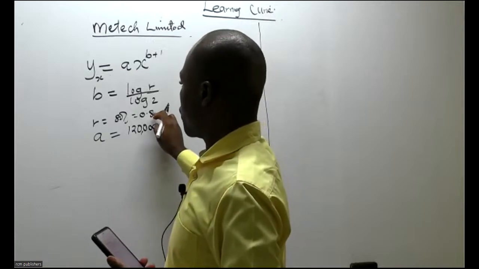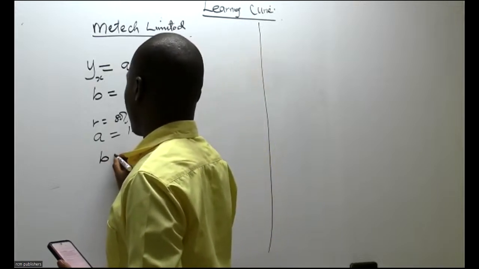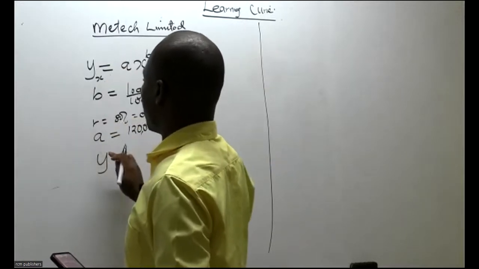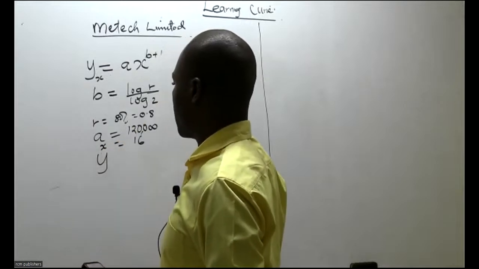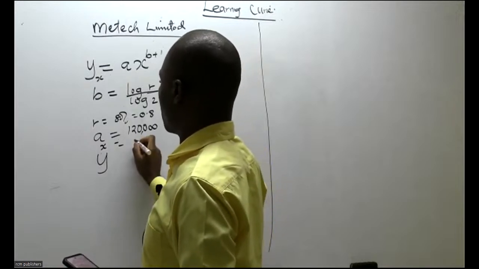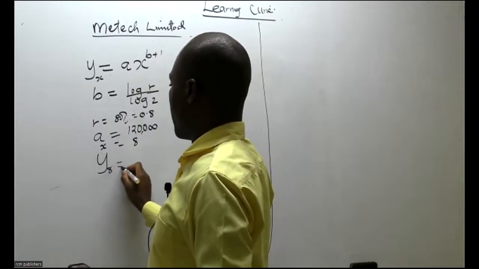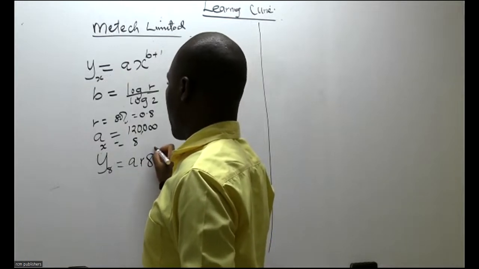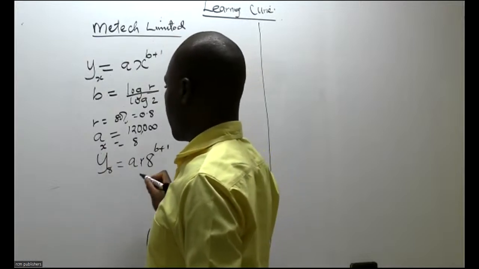Do we know how we are going to use this 0.8? We need to get the value of b. For the total life, our x is equivalent to 16, but we are told the first 8 batches. So with x of 8, our y at 8 will be equivalent to a times 8 raised to power b plus 1. So let's get the value of b.